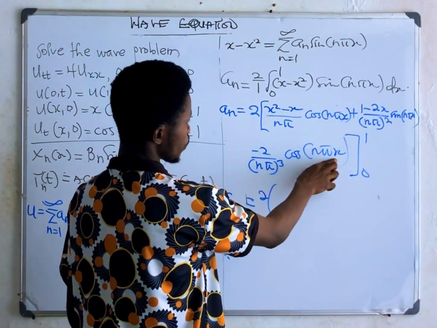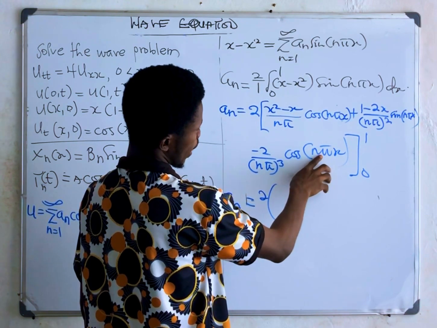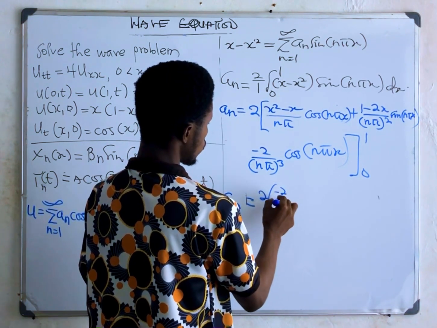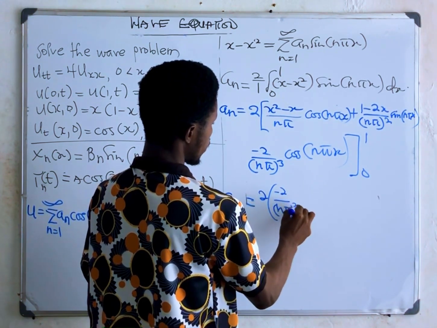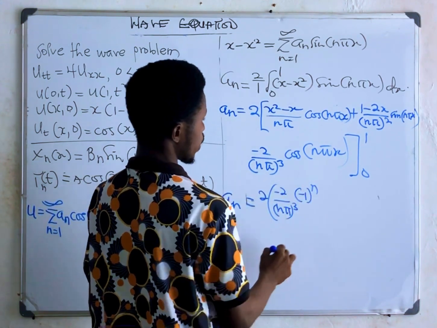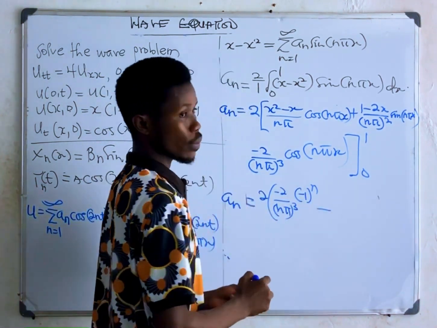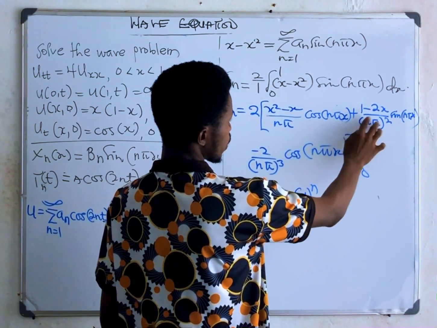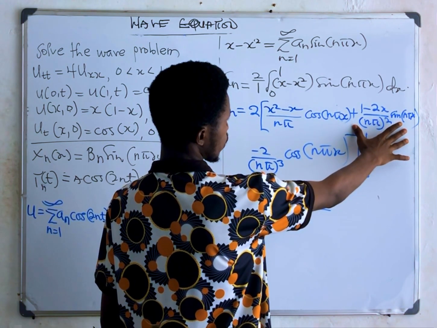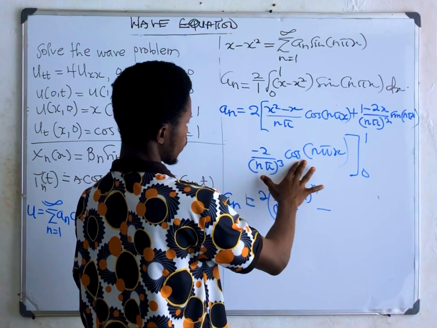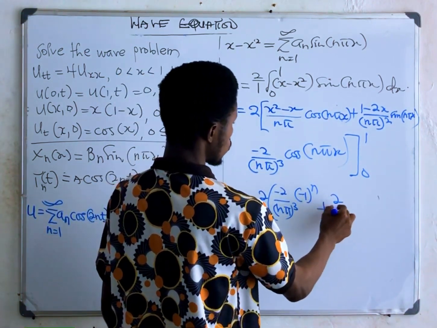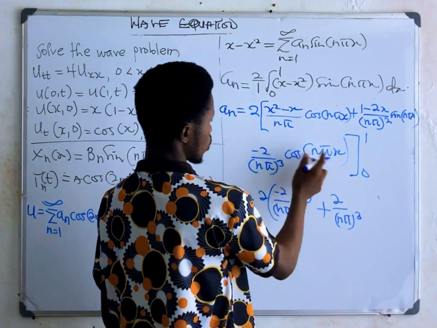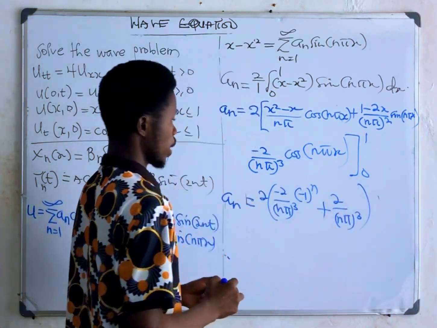If I put 1 here, this will be n pi x. So n pi, because cos n pi is negative 1 to the power n. So what I'll be having here is negative 2 over n pi cube times negative 1 to the power n. Then minus, if I put 0 here, everything here goes to 0. If I put 0 here, sine 0 is 0. If I put 0 here, I'm going to have 2 over n pi cube, cos 0 is 1. So this is what you're going to have at the end.